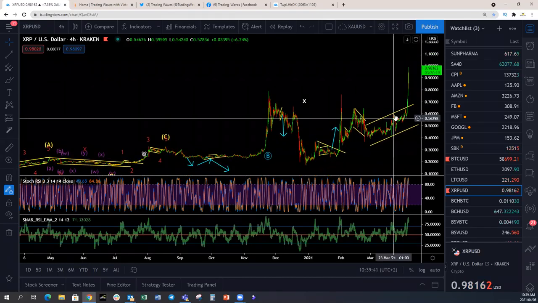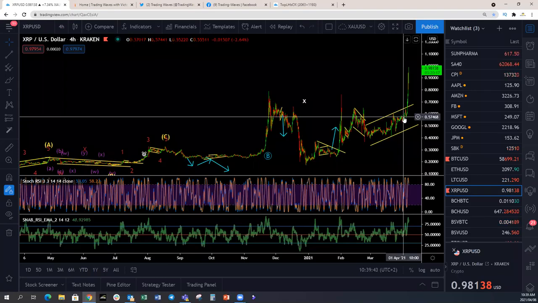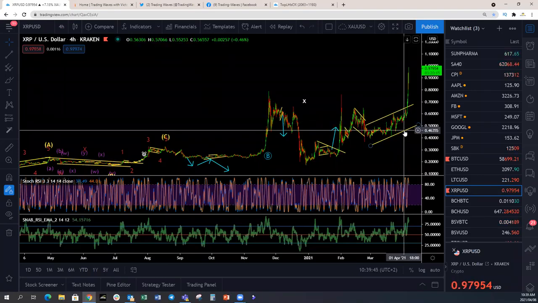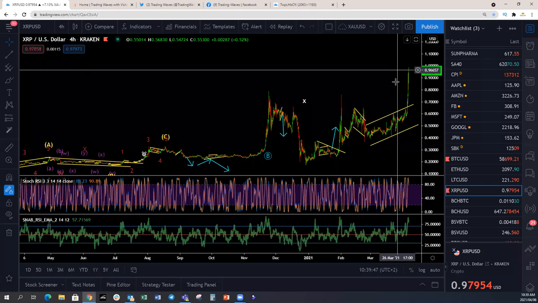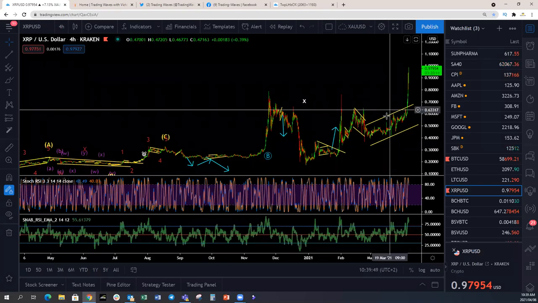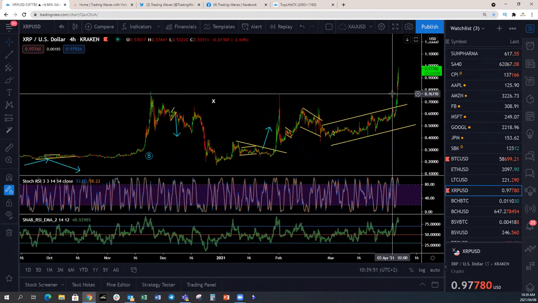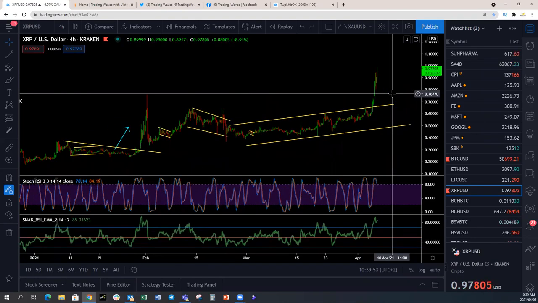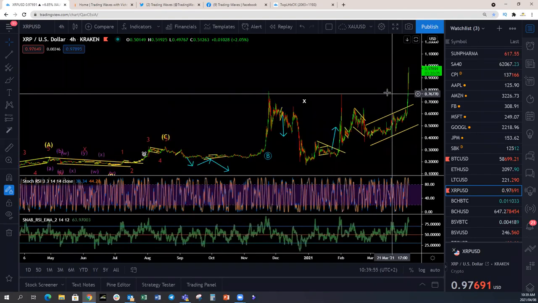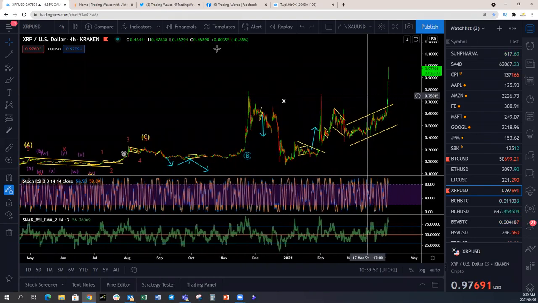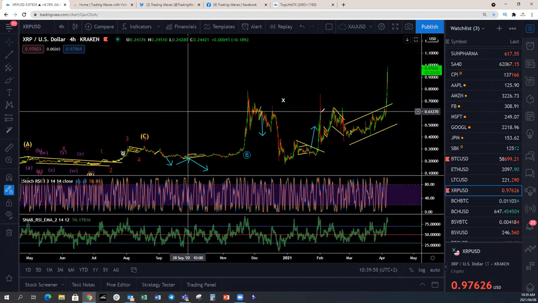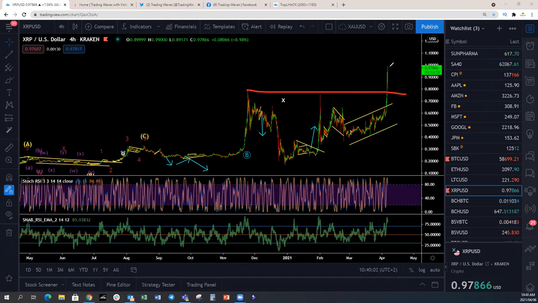Has actually doubled almost from about 46 to 97 in just a matter of a day. So if you've bought Ripple, you've actually made some really good money. So Ripple has gone above the structure, so we should see Ripple pushing up higher.